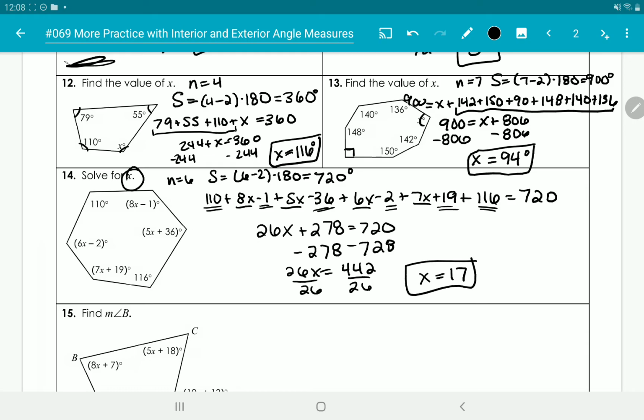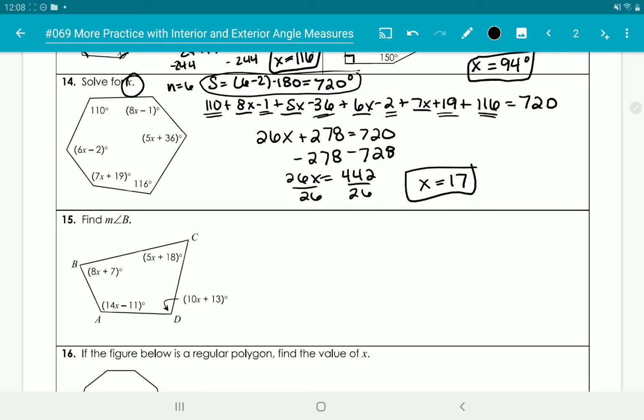So you figure out what the sum of the interior angles is using this: n minus 2 times 180. And then you're going to add them all together, and that's what it's going to be equal to.